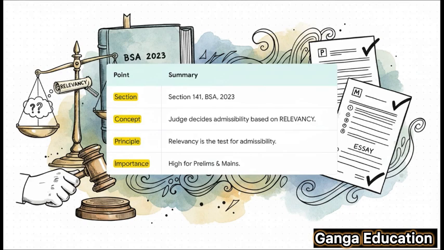Let's do one final quick revision. Which section are we talking about? Section 141 of the BSA 2023. What's the core concept? The judge decides admissibility based on relevancy. What's the key principle? Relevancy is the test for admissibility. And its importance for exams? High for both prelims and mains.